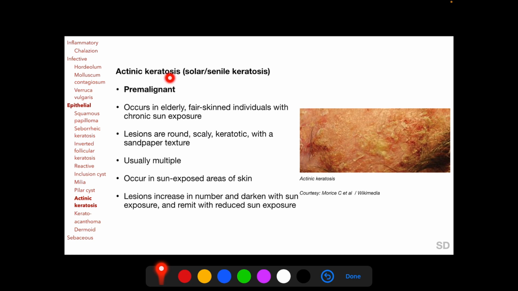Actinic keratosis, also called solar or senile keratosis, is a pre-malignant lesion, and it occurs in elderly fair-skinned individuals with chronic sun exposure. The lesions appear round, scaly and keratotic with a sandpaper texture, and they usually occur in groups in sun-exposed areas of skin. With sun exposure, the lesions increase in number and darken and remit with reduced sun exposure.